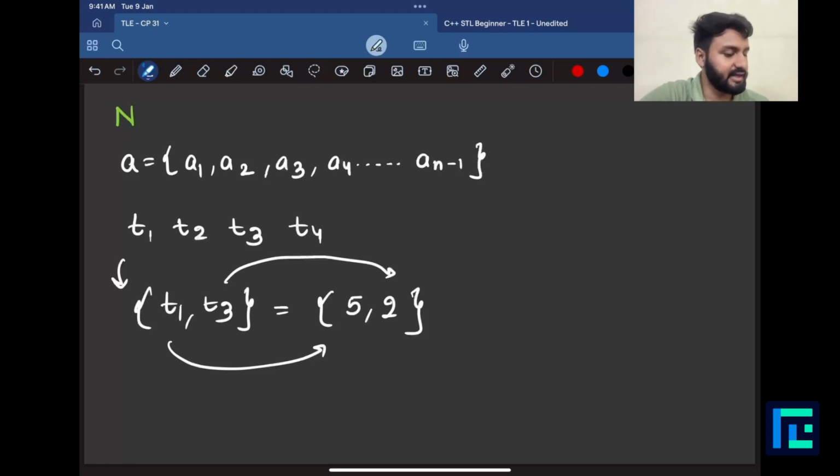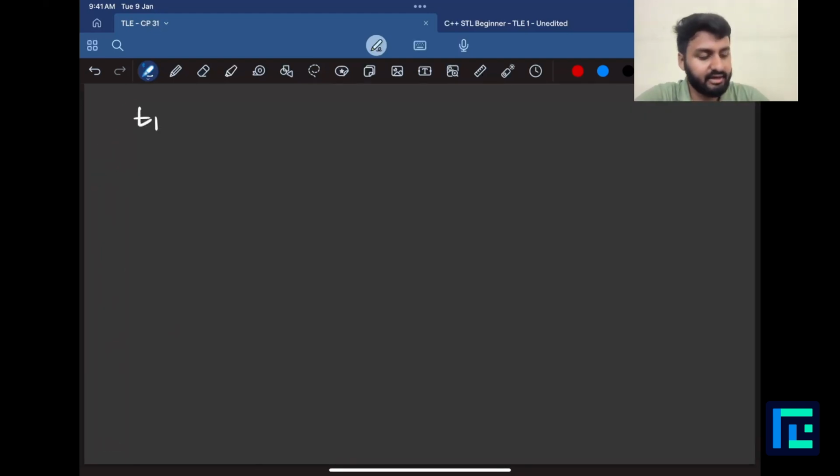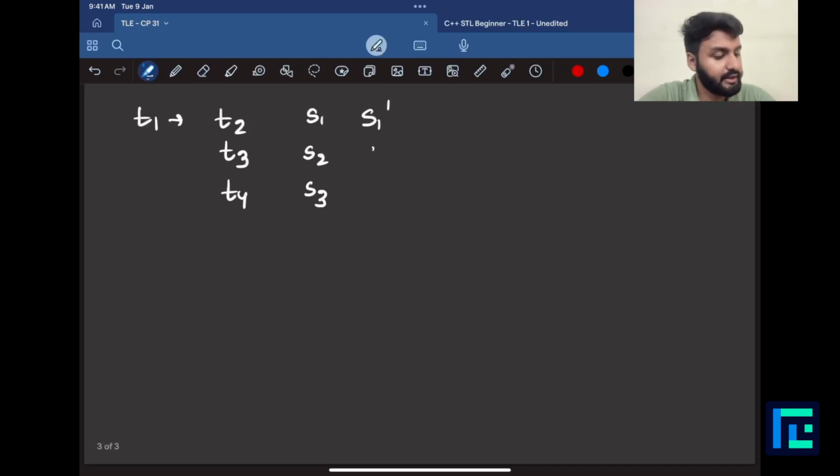Now what they are saying is, if I have team 1, then team 1 plays with each and every team, so team 1 is going to play with team number 2, team 3 and team 4. So for these matches that team 1 has, let's say the scores that team 1 scores are S1, S2 and S3. And counter to this, the score that each opponent team scores is, let's say, S1 dash, S2 dash and S3 dash. So I'll name this again.